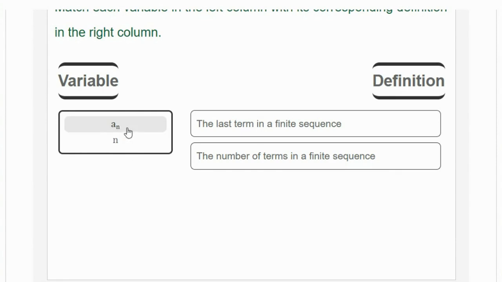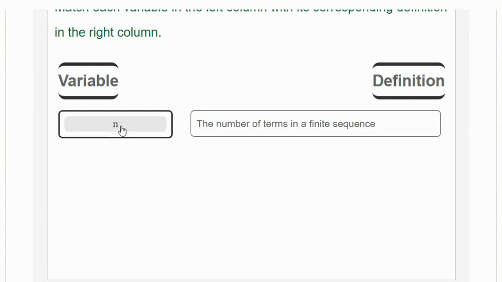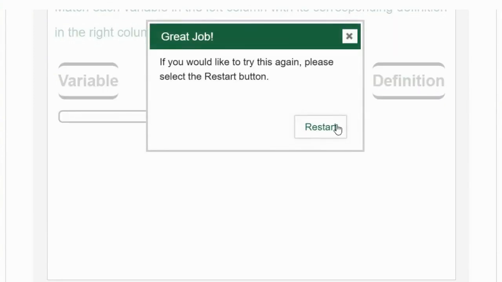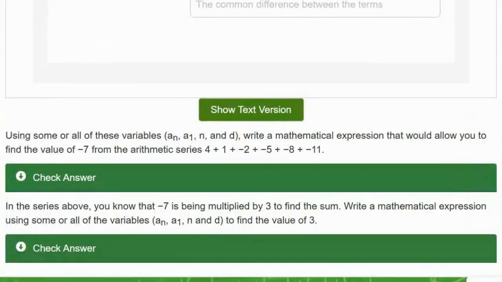Well, A sub n would refer to a specific term. That's what the little a is. A sub n would be the last term. So if we had A sub 8, that would be the 8th term in an 8-term sequence. A sub n would be the last term. N would just be the number of terms. All right, we don't need to restart that. We're okay.